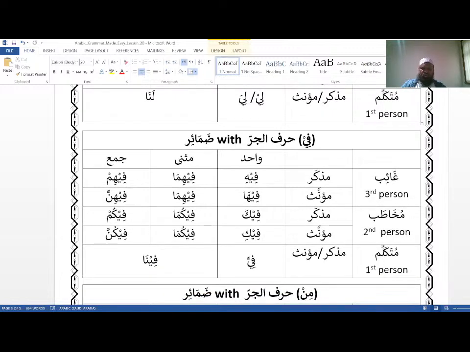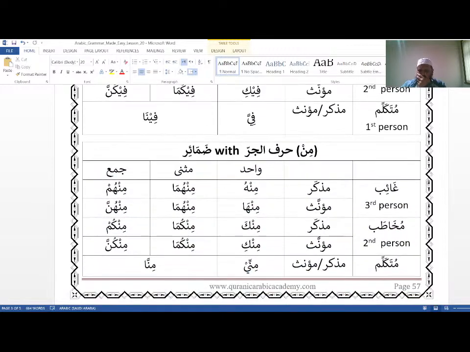Damir also used with harful jar min. Let's look at that now. Minhu, minhuma, minhum, minha, minhuma, minhunna. Minka, minkuma, minkum, minki, minkuma, minkunna, minni, and minna. So these are the damirs of halatul nasab and jar.